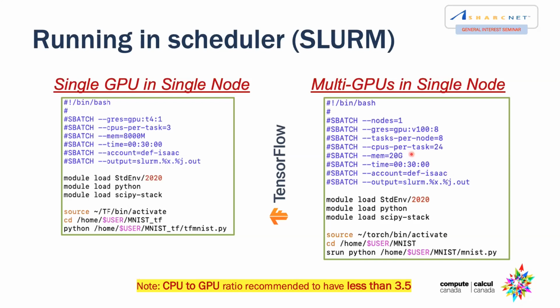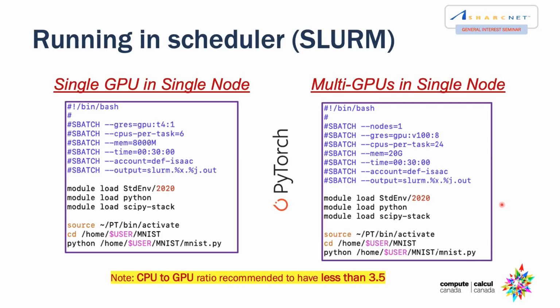Anyway, time, memory, those kinds of things, everything is pretty similar. I wrote down here that in the Graham system, the CPU to GPU ratio is usually recommended to be less than 3.5. And PyTorch has the same thing. I don't want to explain one more time. It's pretty much the same, but one thing different is I loaded the PyTorch virtual environment and ran it. It's the same idea. So generally, multi or single GPUs in a single node is almost the same with the interactive job. There is not much difference.